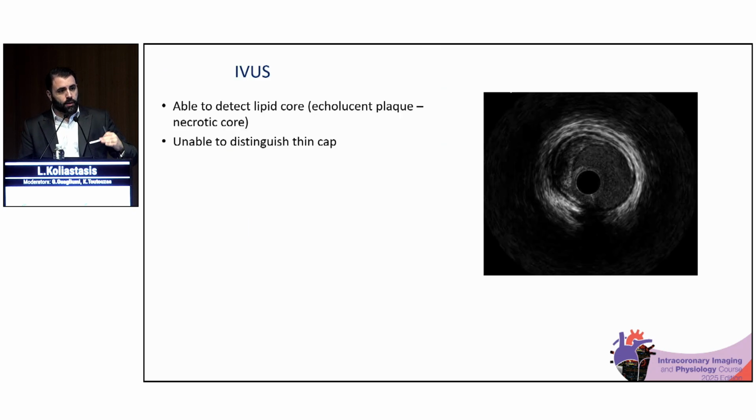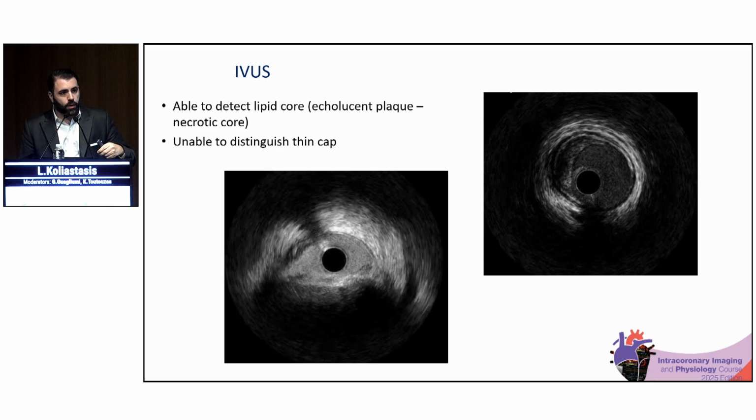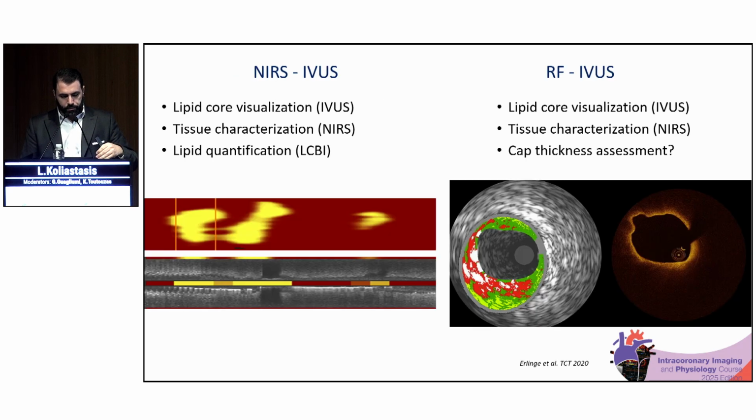With the IVUS, we have much more tissue penetration, but less spatial resolution, so we cannot assess the thin cap, but we can see with this echolucent plaque that is the lipid core, and we are able to see necrotic plaque as well, as this huge necrotic plaque here that is very vulnerable, and it is possible to lead to future events, and we must be much more aggressive.